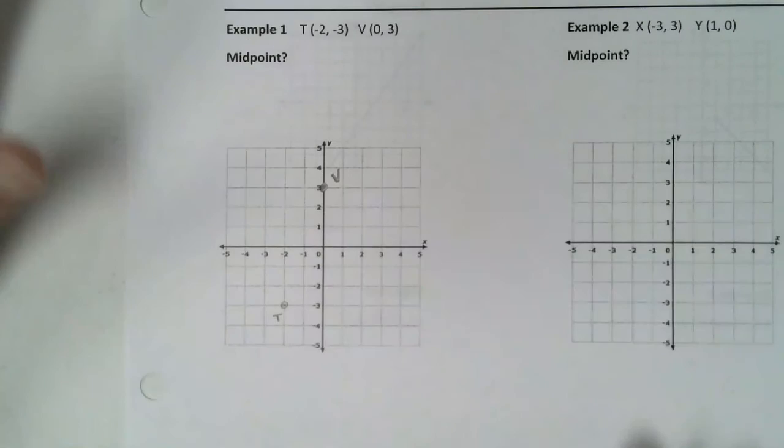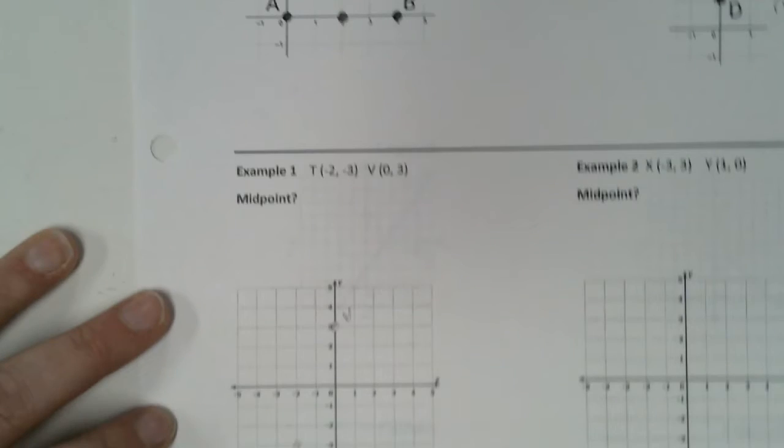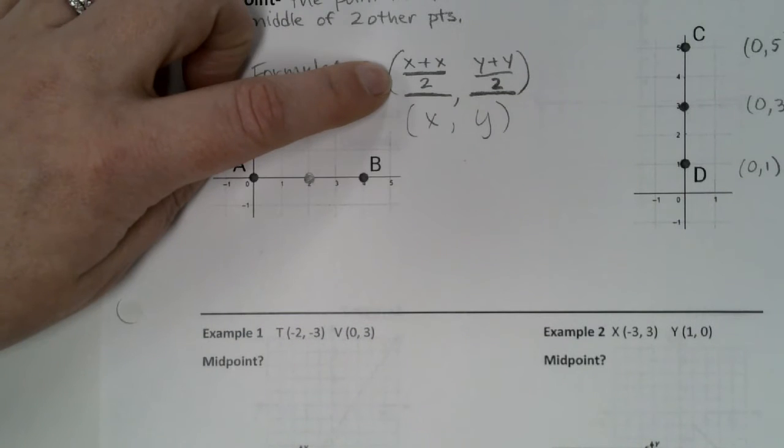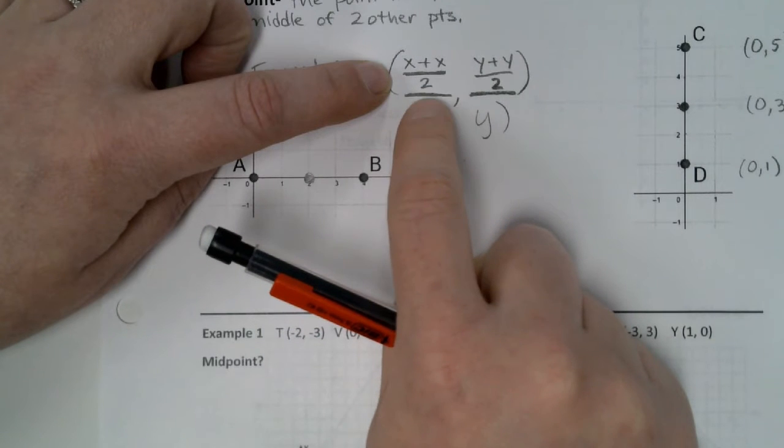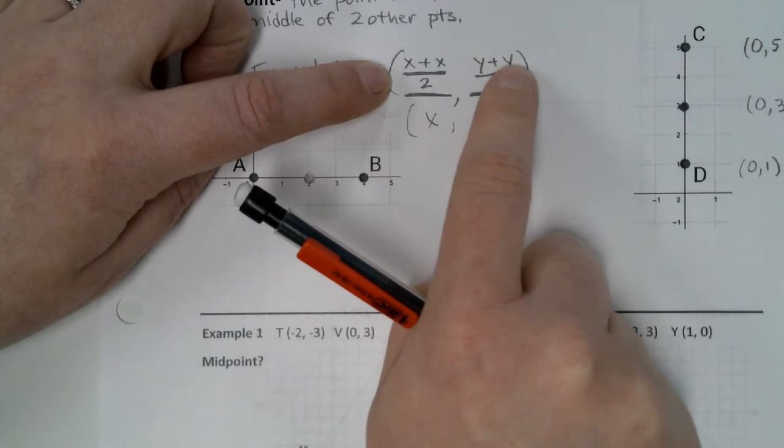So to find the midpoint, we're going to take this formula. Again, I want everybody to look at this. You add the x's together and divide by 2. You add the y's together and you divide by 2.